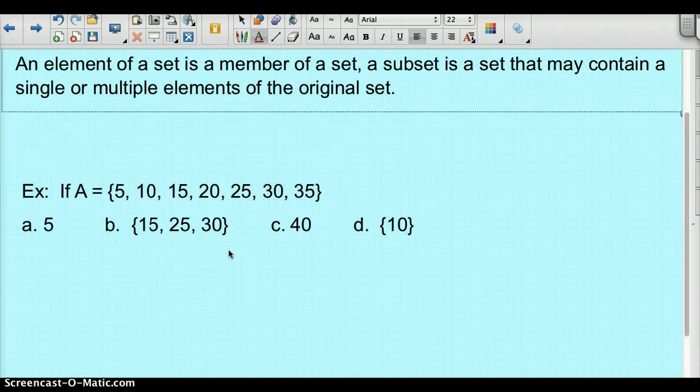So we're going to go down here at the bottom, at this example, and I'm going to tell you the original set is A, which contains 5, 10, 15, 20, 25, 30, and 35. Now you're going to look here at the bottom and see whether or not you think A, B, C, or D are elements or are subsets of this original set, or are nothing. So I'm going to give you a sec, take a look, be back in just a moment.